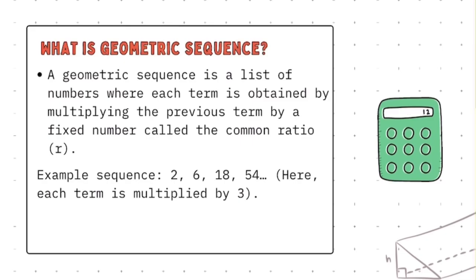If we start with 2 and then multiply by 3, we get 6. Multiply 6 by 3, we get 18. Multiply 18 by 3, we get 54. That's how a geometric sequence works.